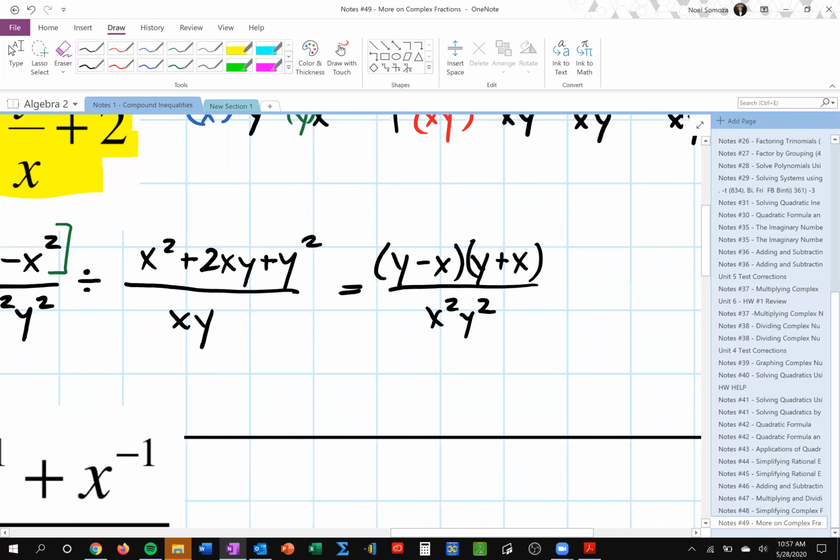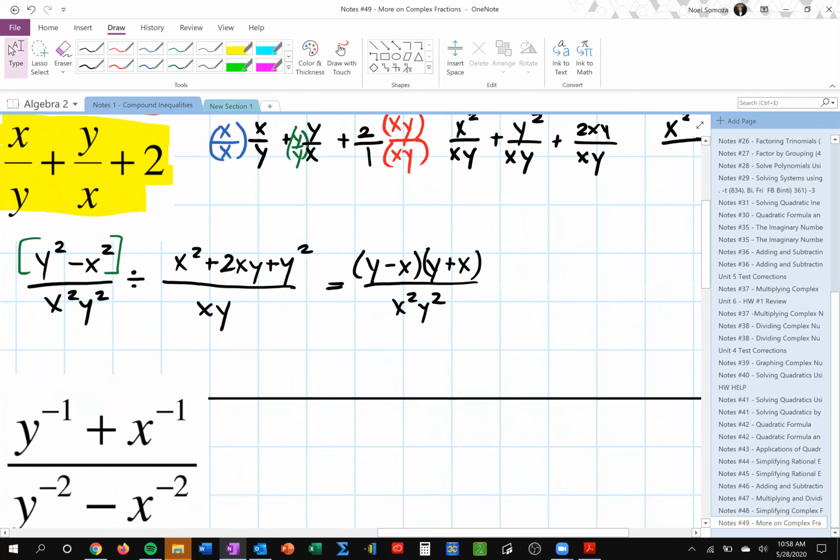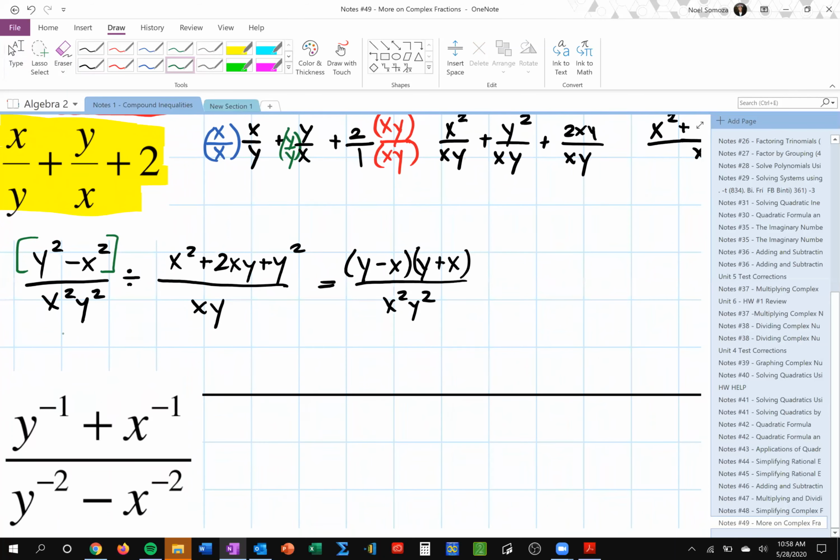All right, now I'm going to do the keep, change, flip here. So just follow with me. We keep, we change: instead of division, we're going to multiply. And I'm going to flip this last fraction. So then we're going to send xy to the numerator, and my denominator is going to be x squared plus 2xy plus y squared. But before I write that all down, I want to factor it.